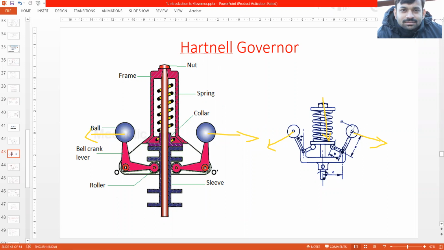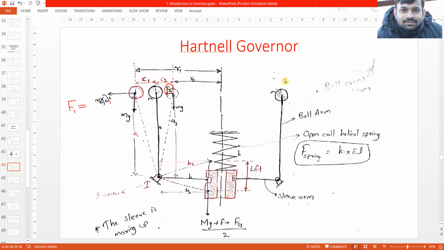This will operate the lever attached to the fuel supply accordingly. So this was the typical diagram. Let's move to the line diagram of the Hartnell governor to understand it properly.